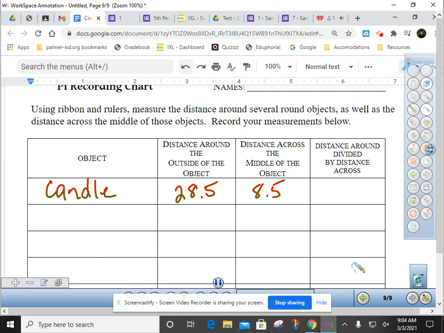9 divided by 8.3. 3.16. Oh, that's not pretty. Pause the video.